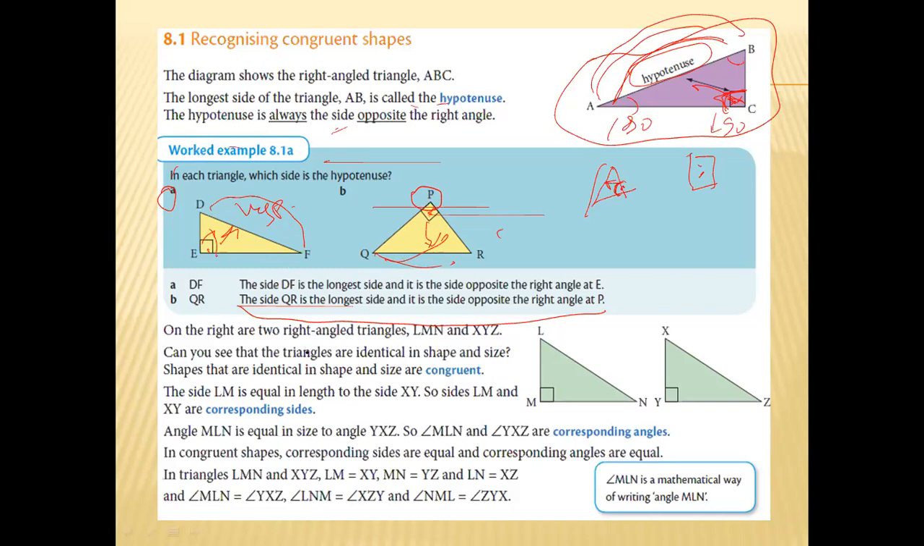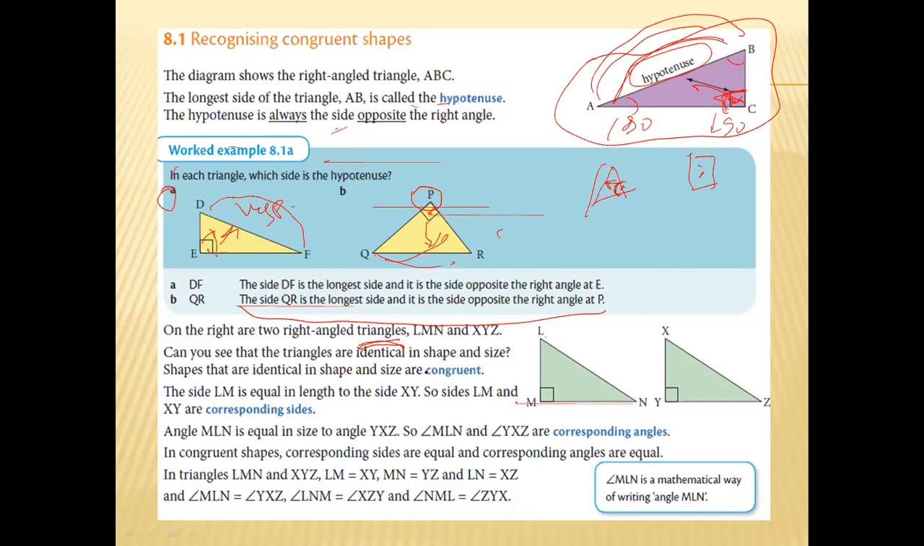On the right are two right angle triangles, LMN and XYZ. Okay, they're similar. Can you see that the triangles are identical in shape and size? Identical. Focus on the word identical. Please check it with your dictionaries. Like similar, like same. Shapes that are identical in shape and size are congruent.